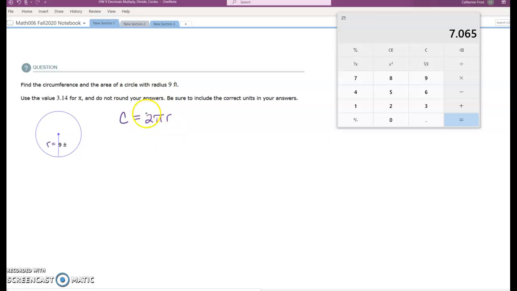And I mean, you can always just use the same one, and it's not a big deal. But so 2 times 3.14 times 9. Okay, 2 times 3.14 times 9. 56.52, and again, we're not rounding. So 56.52. This time our units are in feet, so the circumference is just feet.